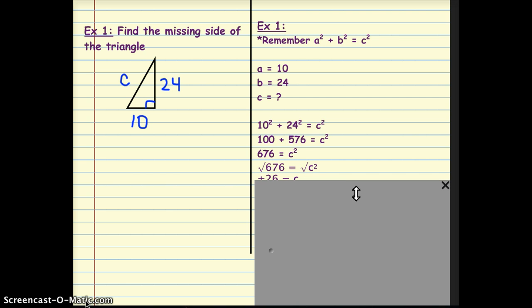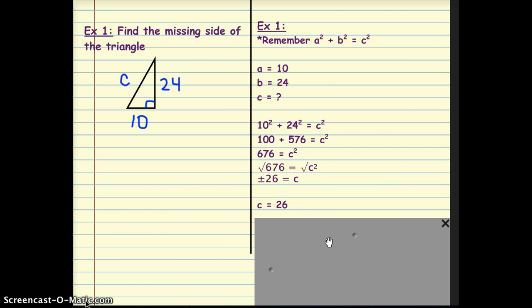Well, the square root of 676 is 26, and remember they can be positive or negative, and the square root of c squared is c, because c times c is c squared, and 26 times 26 is 676. Now, can we have a negative length of something? No, we can't. So the value of c is really 26. Alright, that was how to find our hypotenuse.